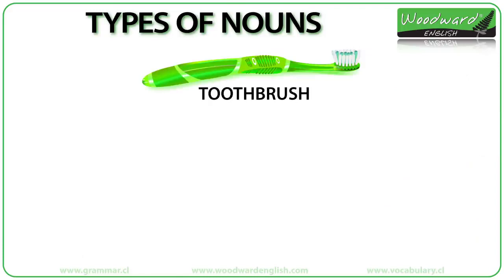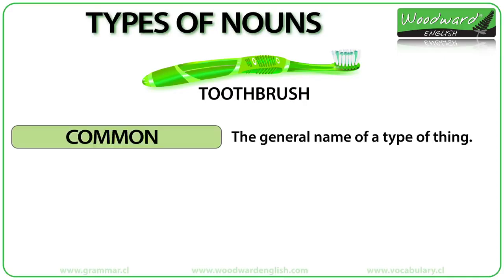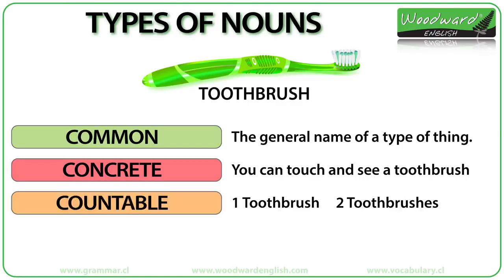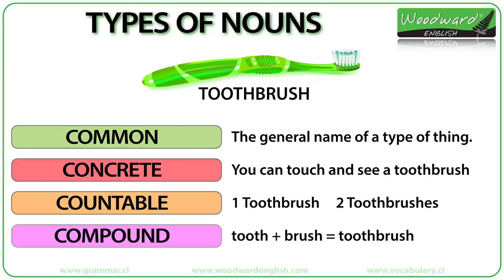Something important to know is that a noun can belong to more than one type. For example, with the noun toothbrush. Toothbrush is a common noun, which is the general name of a type of thing. Toothbrush is also a concrete noun, because you can physically touch it and see it. It is a countable noun because you can say one toothbrush, two toothbrushes. It is also a compound noun because it is made up of two words, tooth and brush.